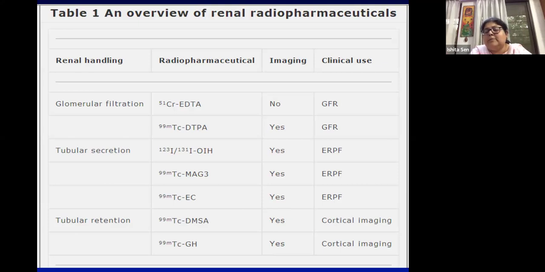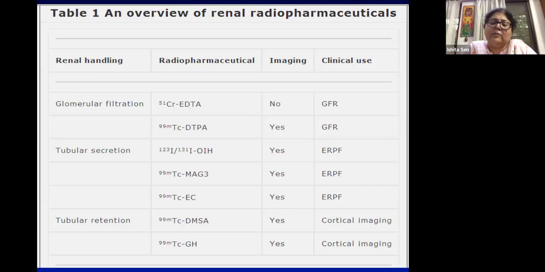So in terms of actual cortical function, DMSA may be a better indicator than DTPA, because with DTPA the entire assessment is complete within 30 minutes, so it washes out of the renal cortex very fast. So with DMSA, you can better visualize the renal cortex. However, again, the jury is not out on this.